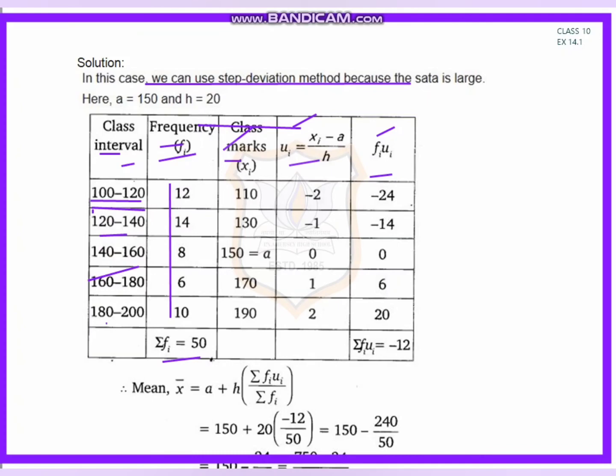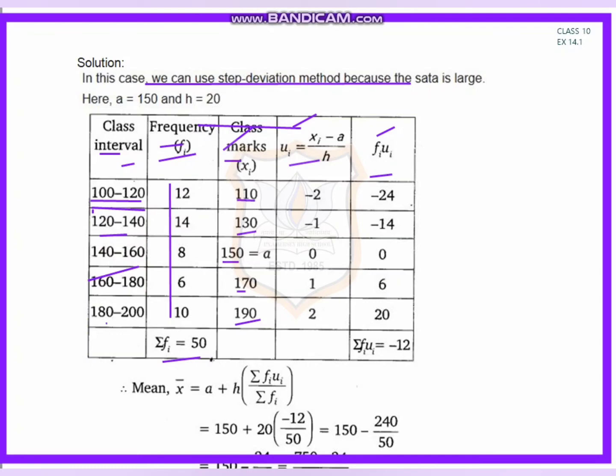First of all, we have to find the mid value. 100 plus 120 is 220. 220 divided by 2 is 110. In the same way, we get 130, 150, 170 and 190. This means we first add the class interval limits and divide by 2. 180 plus 200 is 380. 380 divided by 2 is 190.